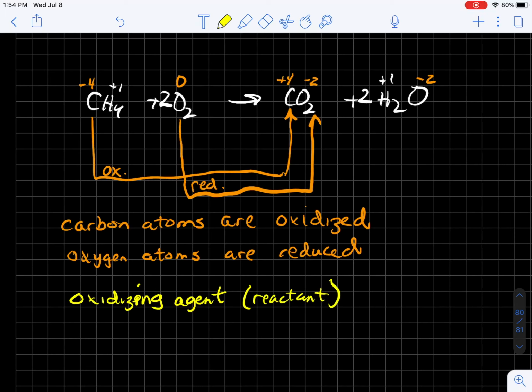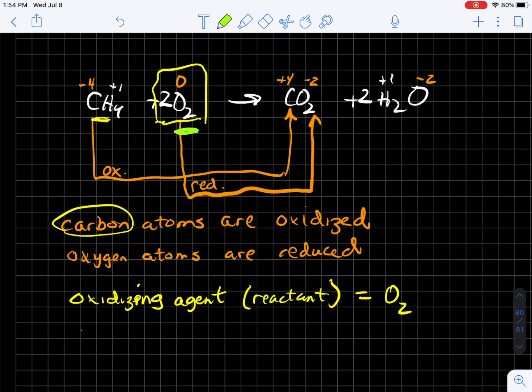agent? Okay, another word for agent means reactant. What reactant is causing oxidation? Well, what's getting oxidized? Carbon is getting oxidized. So what's the other material that's causing that oxidation? We would say that oxygen molecules are the oxidizing agent.